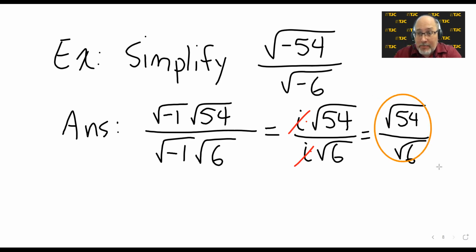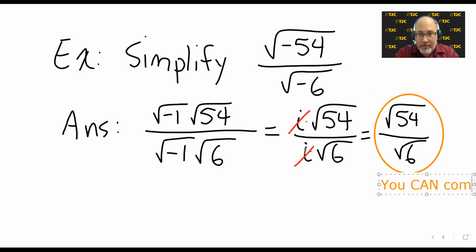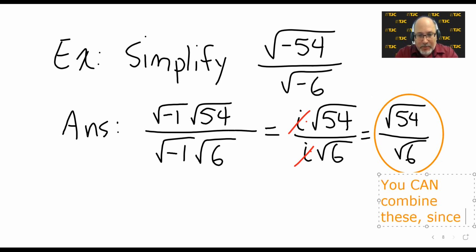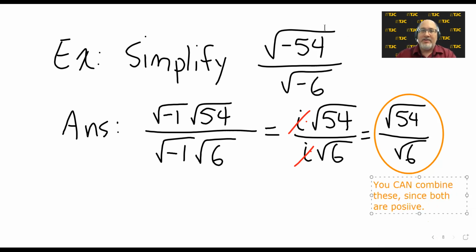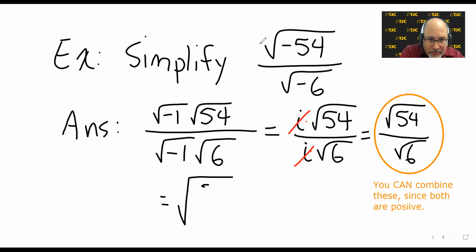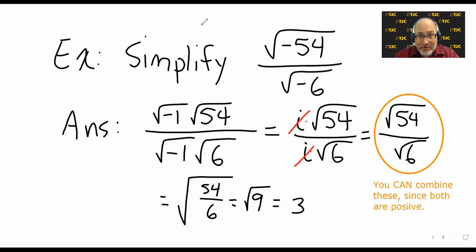Problem's not over. But in this one, and we'll put this in orange text to match, you can combine these since both are positive. I'll fix the text box here in a second. Actually, I'm going to have to take the font size down. You can combine these since both are positive. So we are going to go to the next line and continue by combining it into a single fraction. 54 divided by 6 is exactly 9, but it still lives under a square root. Square root of 9 is 3, and now it's over because there's absolutely nothing left to do.